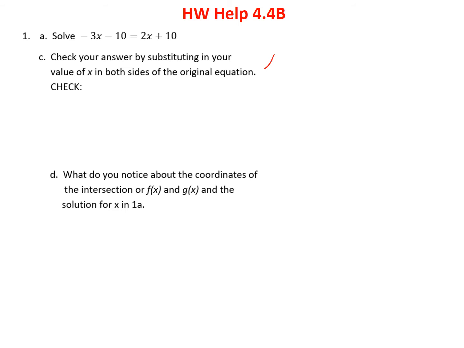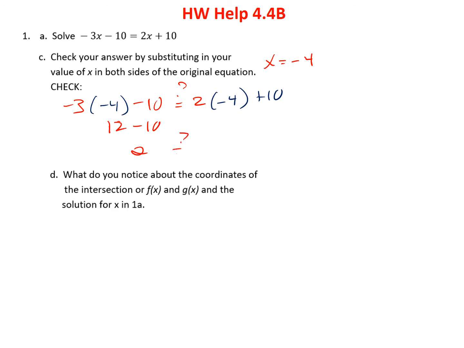Our answer was x equals minus 4. So if we put it in here, minus 3 times minus 4 minus 10, and we're seeing, does that equal 2 times minus 4 plus 10? So here we have minus 3 times minus 4 is positive 12. 12 minus 10, so that equals 2. Does that equal? And here we have negative 8 plus 10. Put it up there. And sure enough, that equals 2 as well, so it works out.